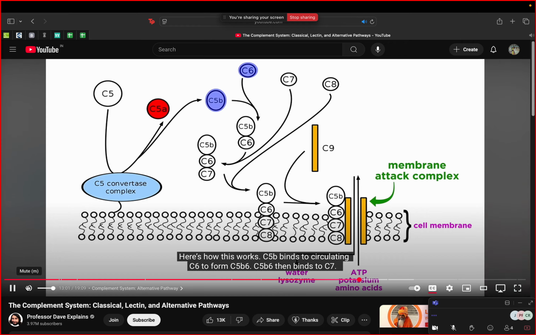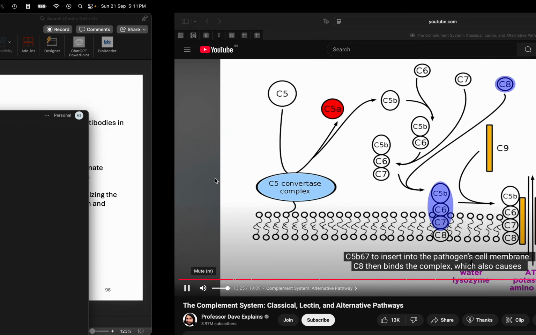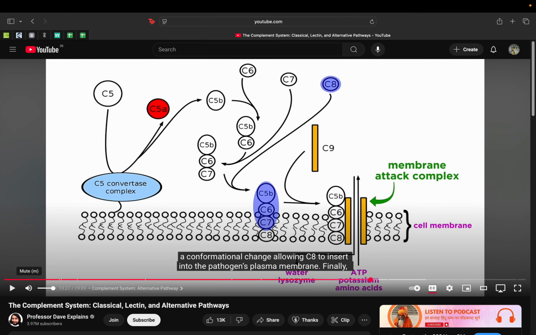C5b binds to circulating C6 to form C5b6. C5b6 then binds to C7. Binding causes a conformational change in C7, which exposes hydrophobic residues, allowing C5b67 to insert into the pathogen's cell membrane. C8 then binds the complex, which also causes a conformational change.